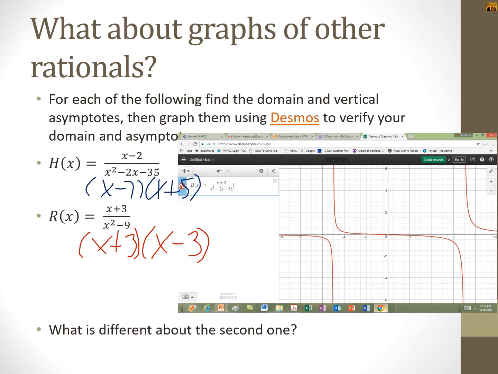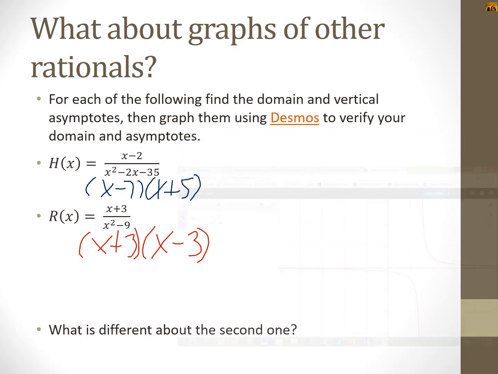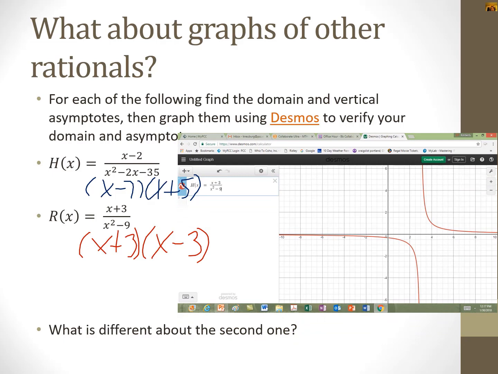If we take a look at the graph now, notice that you only had one asymptote. The only asymptote we had was over here at 3. 3 could not be plugged in, and that showed up. But -3 was not supposed to be plugged in either. If you take a look at this rational expression with the denominator in factored form, notice that the numerator of this fraction also has an x plus 3.